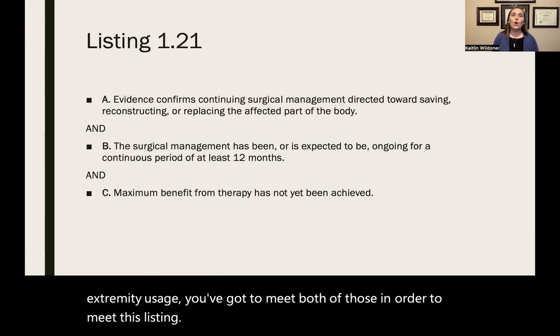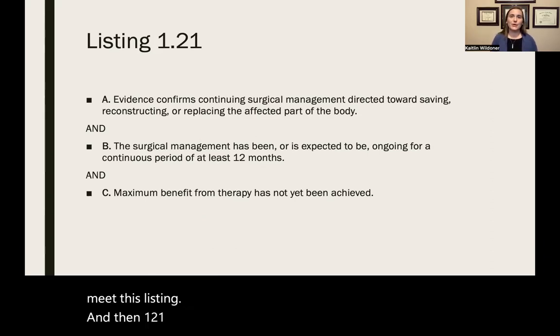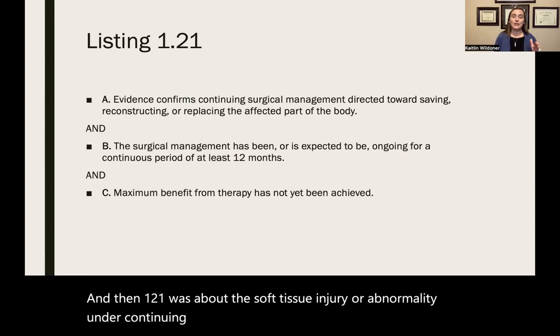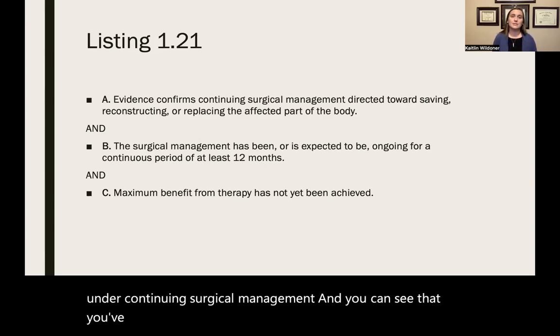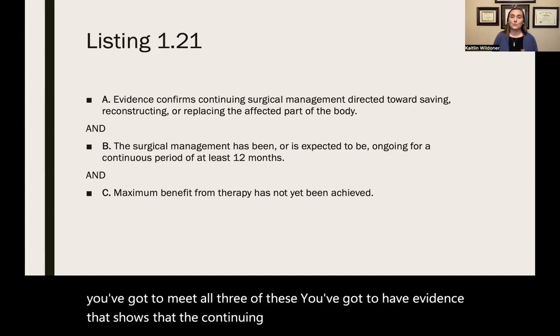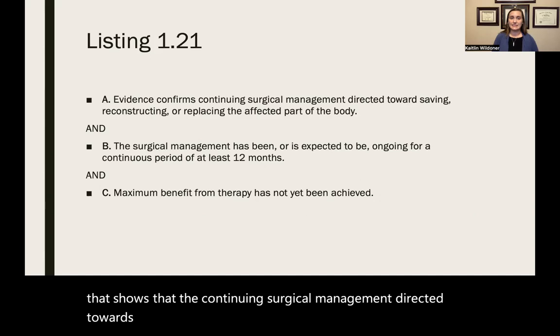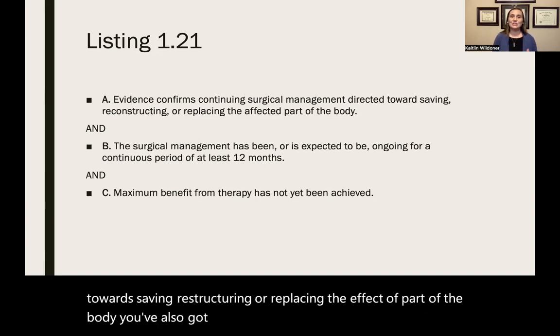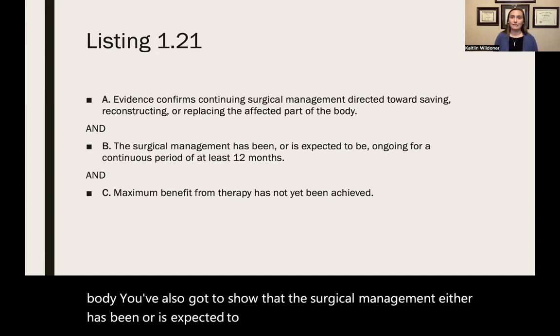And then 1.21 was about the soft tissue injury or abnormality under continuing surgical management. And you can see that you've got to meet all 3 of these. You've got to have evidence that shows the continuing surgical management is directed towards saving, reconstructing, or replacing the affected part of the body. You've also got to show that the surgical management either has been or is expected to be ongoing for at least 12 months, at least a year, and it's got to be continuous.